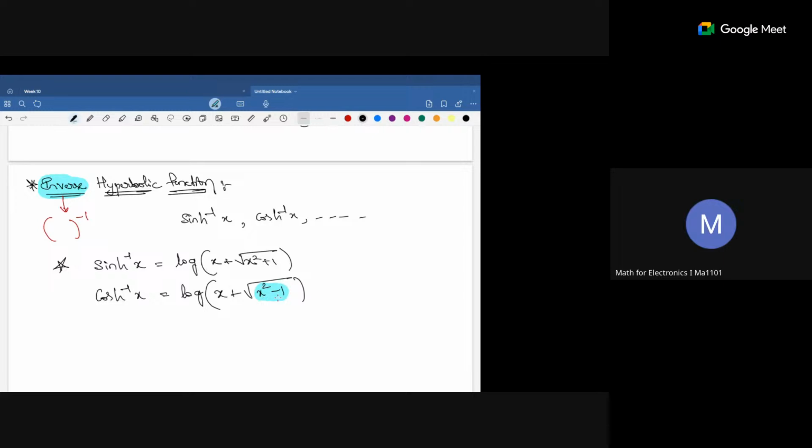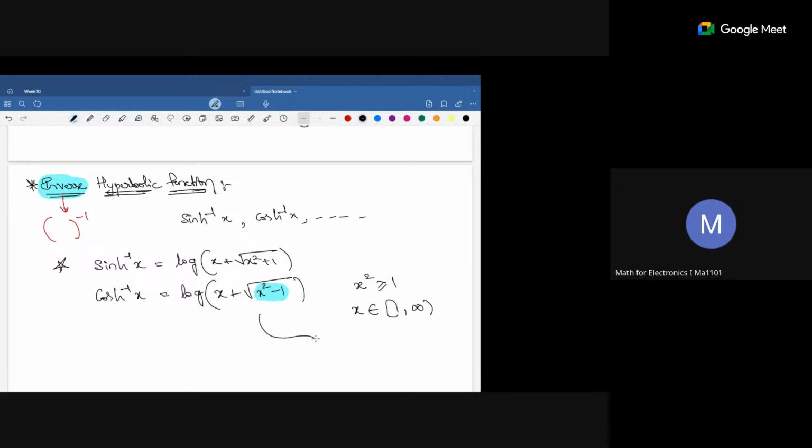Here x square minus 1 cannot be negative. So my input should be greater than 1, because x square minus 1 should be greater than or equal to 0. So my x should belong to 1 to infinity. And even if I see the range, this x plus square root of x square minus 1 will always be greater than or equal to 1.